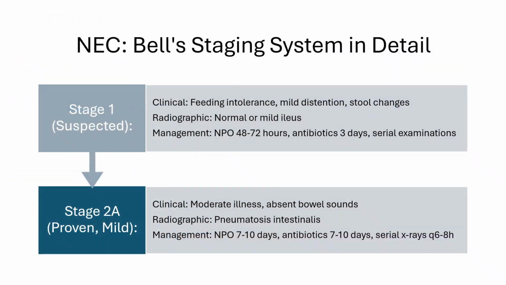Bell's staging system for NEC functions as both a diagnostic tool and management roadmap. Think of it as a GPS for navigating increasingly severe disease. Each stage tells you where you are and what route to take next. Stage 1 represents suspected NEC, with nonspecific findings that could indicate several conditions. Clinical signs include feeding intolerance, mild distension, and stool changes, but radiographs show only normal findings or mild ileus. Management stays conservative: NPO for 48 to 72 hours, antibiotics for 3 days, and serial examinations. You're being cautious without overreacting.